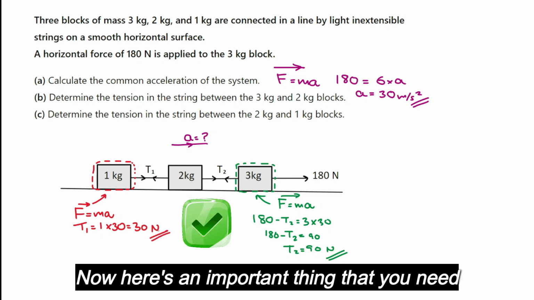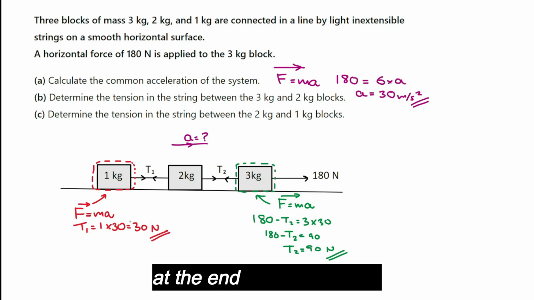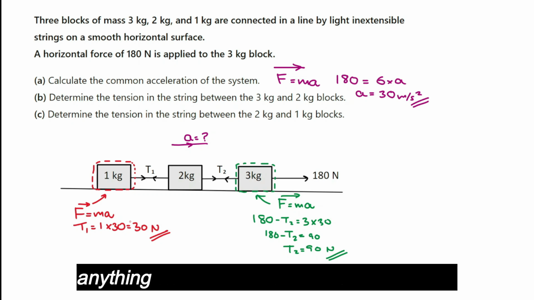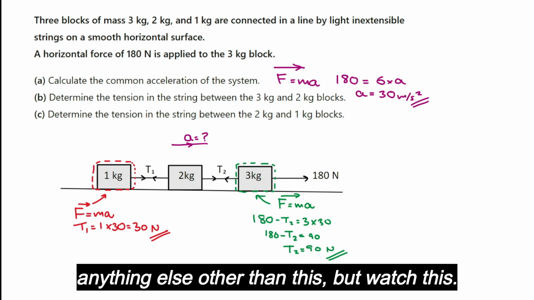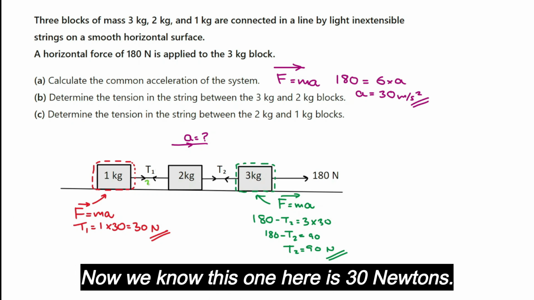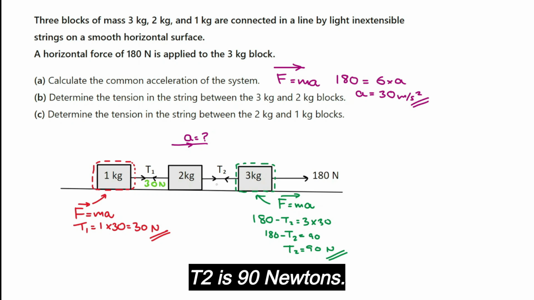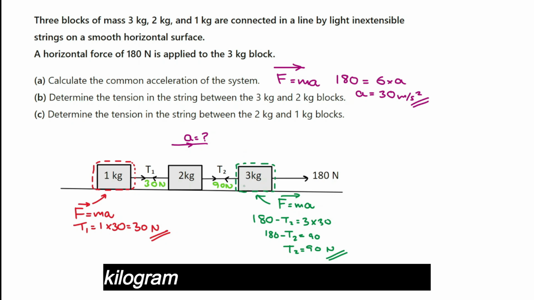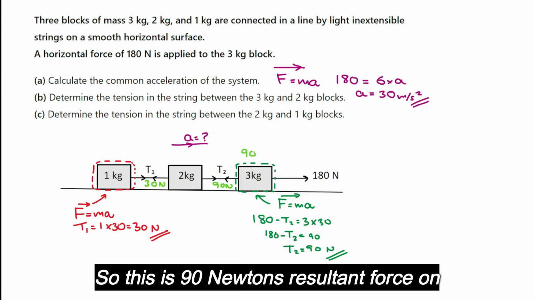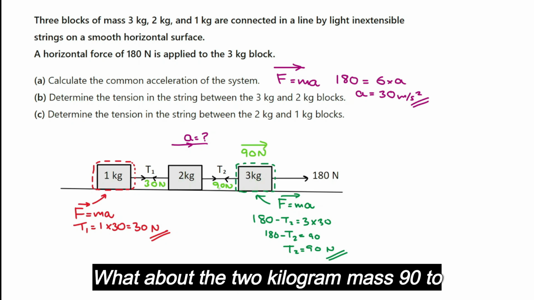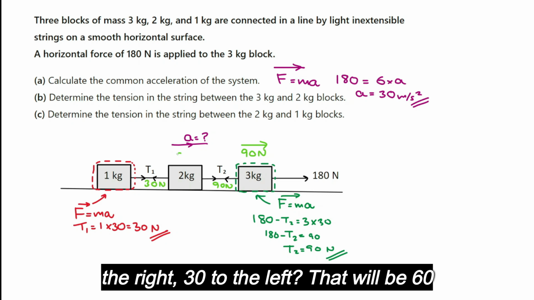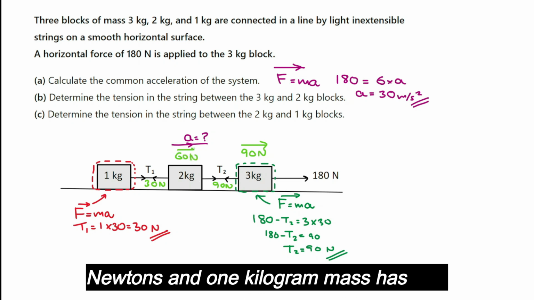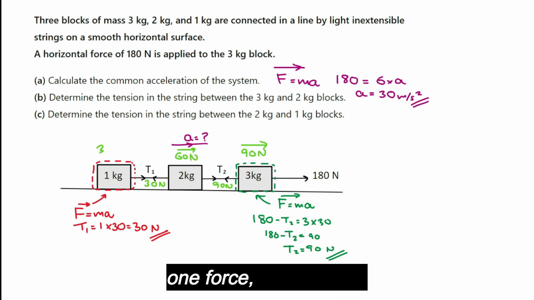Now, here's an important thing that you need to notice at the end of this question. The question doesn't really ask anything else other than this, but watch this. Now we know this one here is 30 newtons, T2 is 90 newtons. What is the resultant force on the 3 kilogram mass? 180 to the right, 90 to the left. So this is 90 newtons. What about the 2 kilogram mass? 90 to the right, 30 to the left. That will be 60 newtons. And the 1 kilogram mass has only one force, 30 newtons.